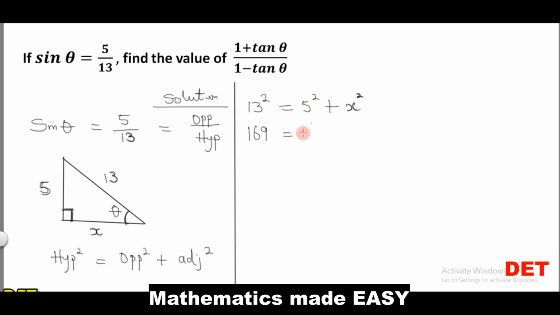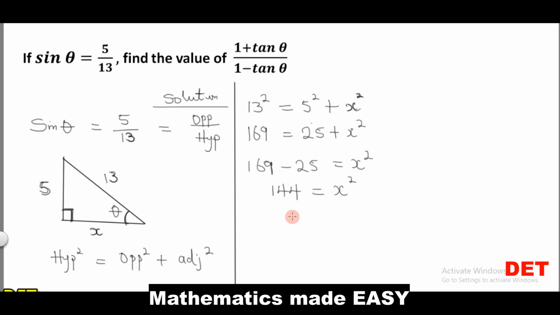Right? So 13 squared is 13 times 13, and that will give you 169, equal to 5 squared, which is 5 times 5, and that will give you 25, plus x squared. So the next thing I will do is to collect like terms. I will take this 25 to the other side of the equation, and that will be 169 minus 25 is equal to x squared. So 169 minus 25 will give me 144.